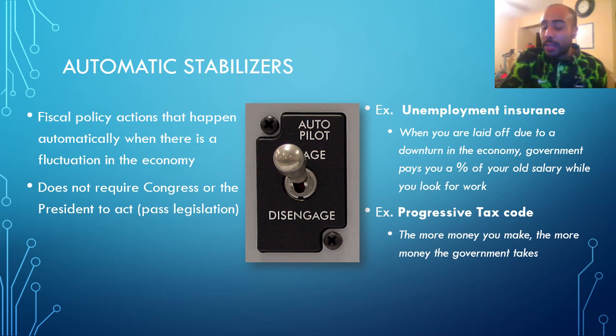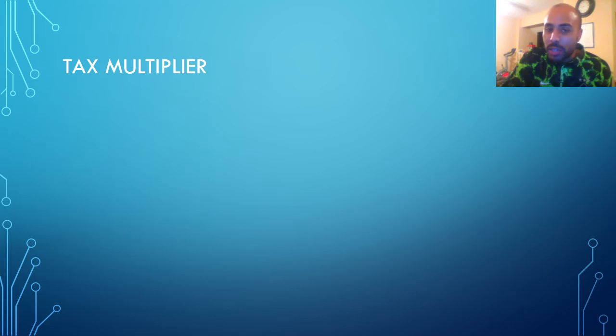Now, another example that has to do with taxes could be the kind of tax code we have. In the United States, we have what's called a progressive tax code. That means that the more money you make, the more money the government takes. So if you're somebody who makes like $20,000 a year, you pay a small percentage of your money in tax. But if you're somebody who makes a lot of money, like a millionaire, you're going to pay a much higher percentage of your pay in taxes. So when the economy is doing good, people pay more taxes automatically because they make more money. When the economy is doing bad, people pay less taxes automatically because they're making less money. Automatic stabilizers.